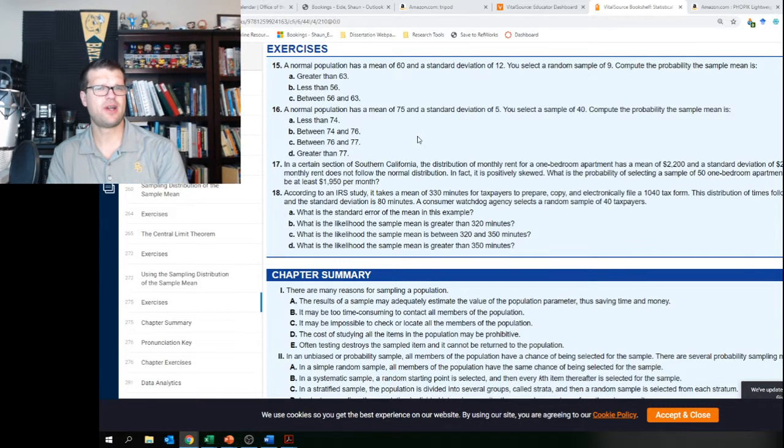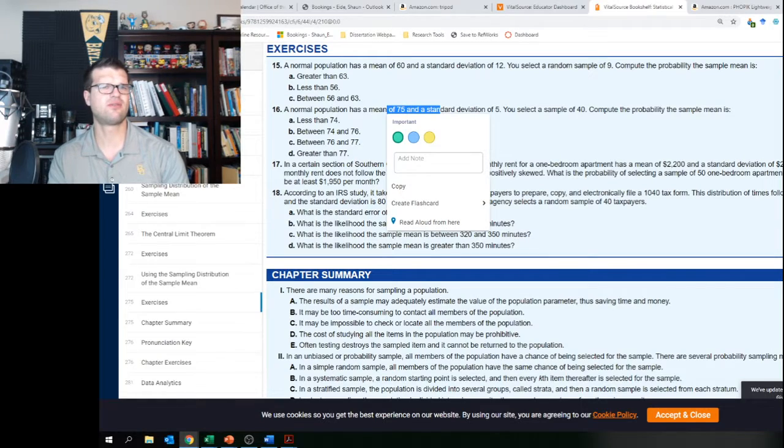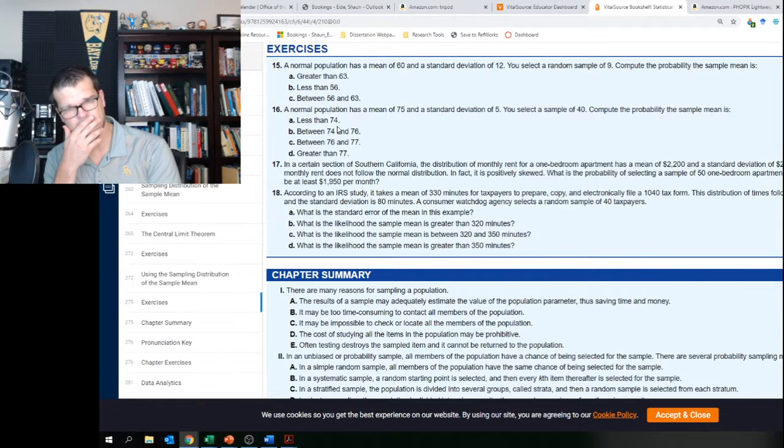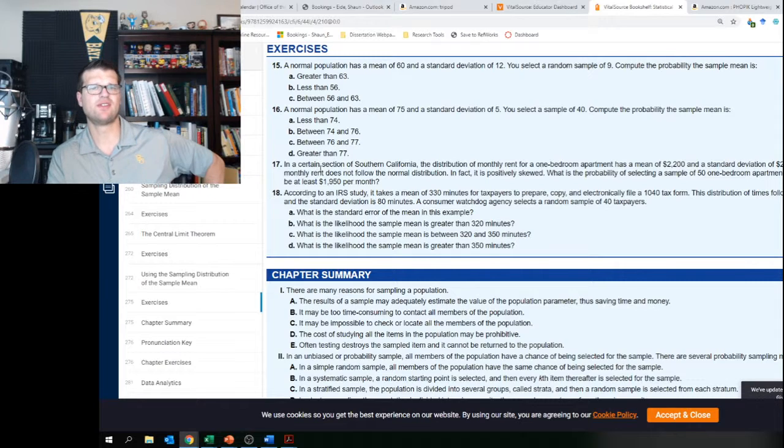So this is chapter 8, sampling distributions. A normal population has a mean of 75 with a standard deviation of 5. You select a sample of 40, compute the probability the sample mean is less than 74, between 74 and 76, between 76 and 77, and greater than 77.